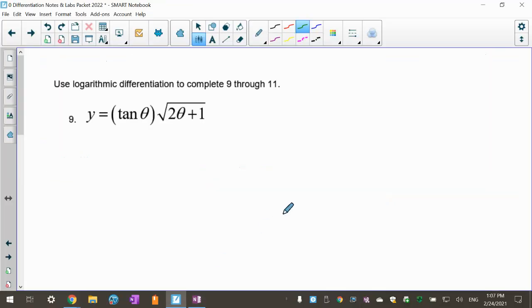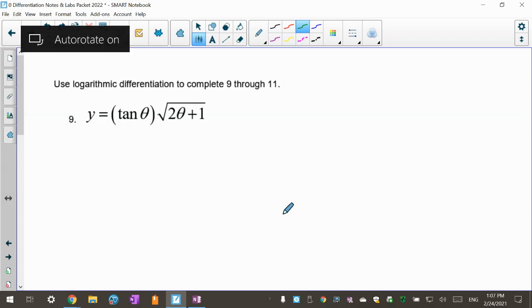Okay, this is number 9 on our Calculus 1 logarithmic and inverse trig function derivative lab. And this page in particular, I'm telling you to use logarithmic differentiation to complete. So I do know that you could do the product rule here and do it that way as well, but I'm asking you to use logarithmic differentiation. So this is the method.